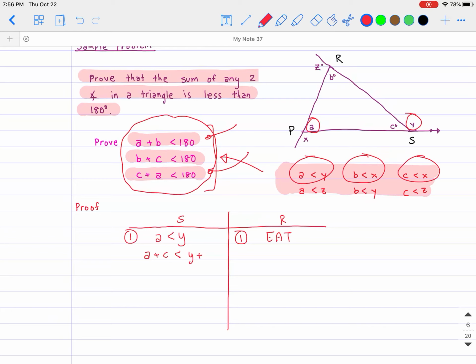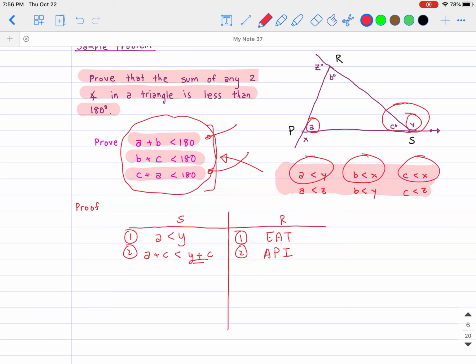What I'm going to do is add something to both sides. Maybe C in this case, because that's how I'm supposed to build what I have. So A plus C is going to be less than Y plus C. The reason for that is the addition property of inequality, because I'm adding something consistently to both sides with an inequality sign in between. Well, I built it, so that one's good.